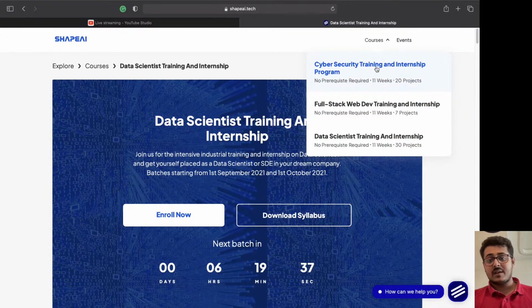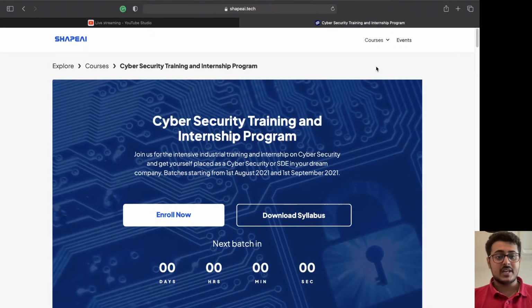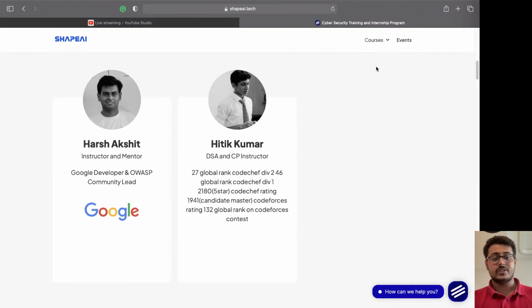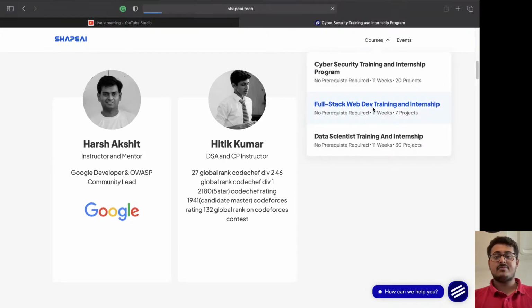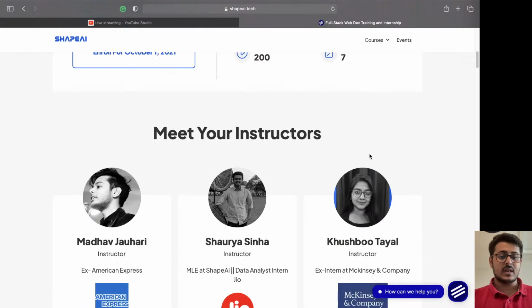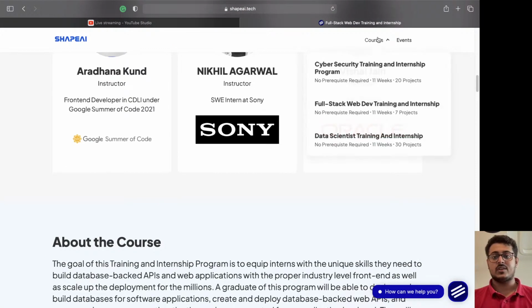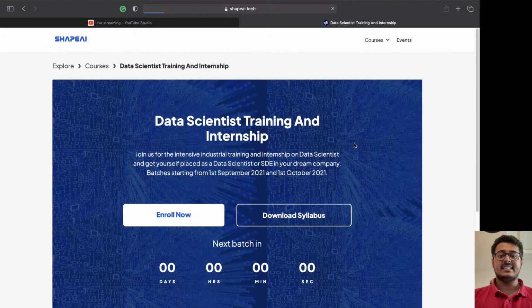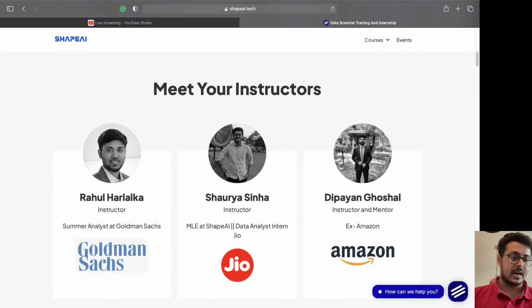We have three programs right now. One of them is the cybersecurity training and internship program taken up by Harshakshit from Google. We have the full stack web development training and internship program. As you're able to see the instructors right over here, there are some more instructors whose names we haven't added, but every single instructor is from some company or another. And then the data scientist training and internship program.